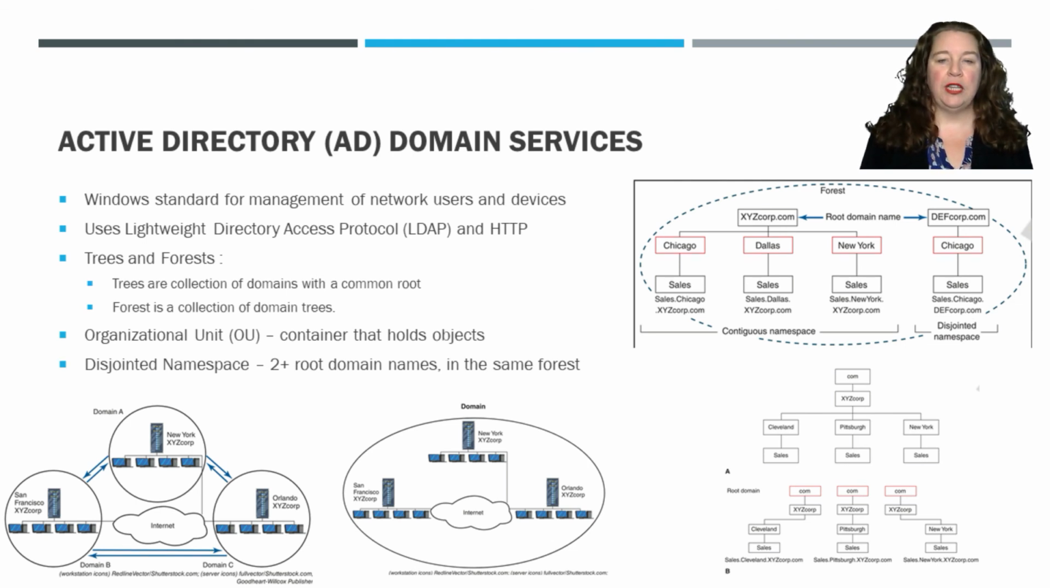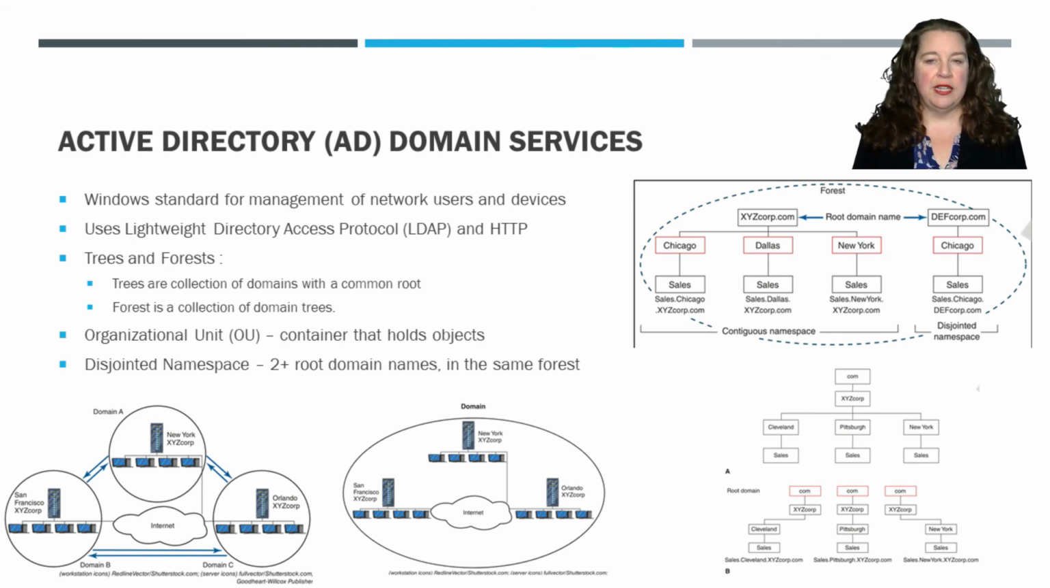In the example here with the forest at the top, we have the sales unit. And then inside the organizational unit, we can have individual users inside there. So our sales.chicago.xyzcorp.com is the sales organizational unit inside the chicago.xyzcorp.com domain.